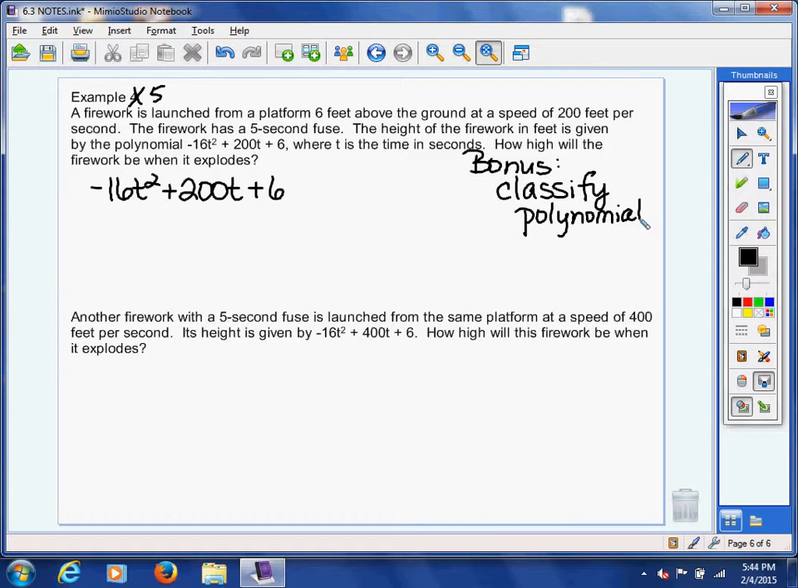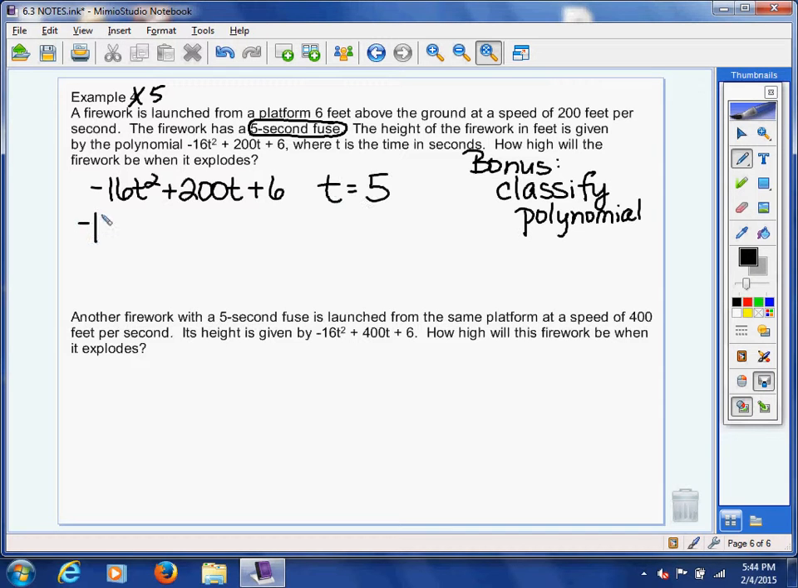They did give you enough information. What you're plugging in is this information that they gave you right here, which is we need to know the time of the fuse. The time of the fuse is 5 seconds, so that's T. T equals 5, because that's how long the fuse is.